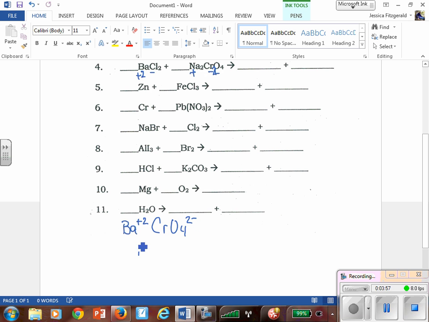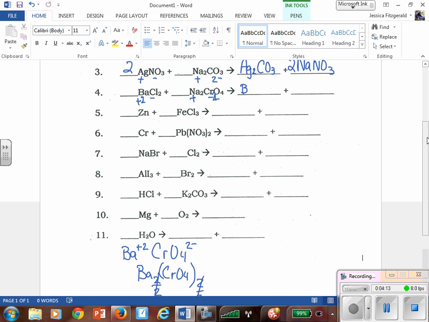Okay, so when you cross and drop, you get Ba2CrO4 2, and then you can reduce that down by 2 to get 1. So that means your compound here would be BaCrO4, and then we have sodium and chloride that are coming together. So when you cross and drop those, you get the formula NaCl. And then you would go in and balance. We would need to put a 2 here.